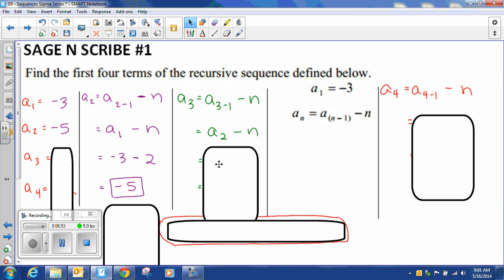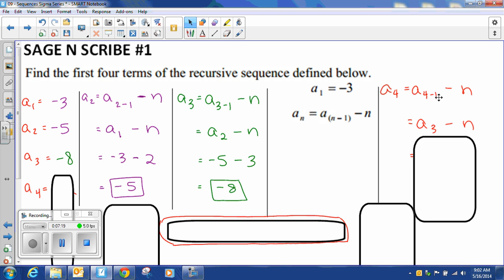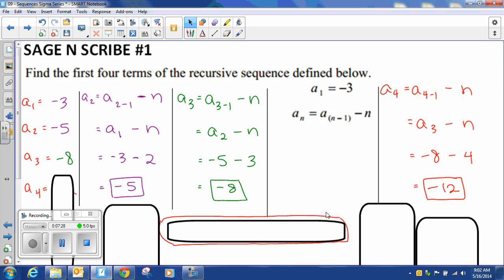Third term. A sub 3 minus 1 minus n becomes a sub 2 minus n. A sub 2 is negative 5. And this is the third term, so n gets 3. Negative 5 minus 3 is negative 8. Last term, a sub 4 minus 1 is a sub 3. A sub 3 is negative 8. And since this is the fourth term, n gets 4. Negative 8 minus 4 is negative 12.